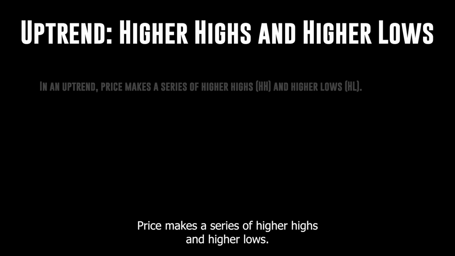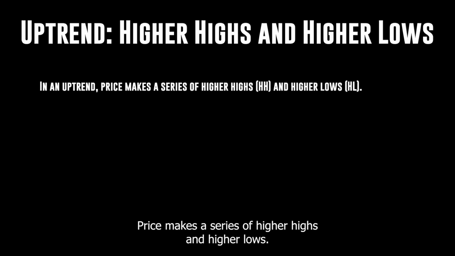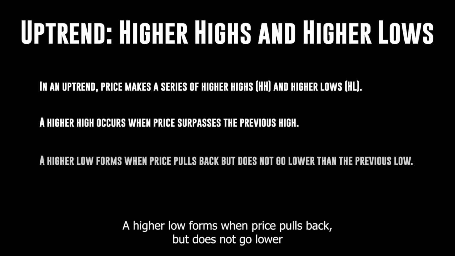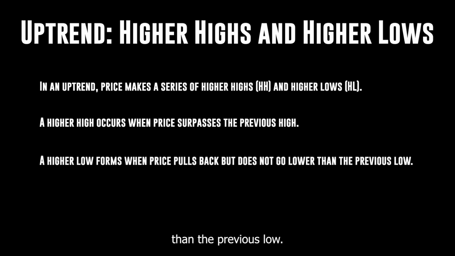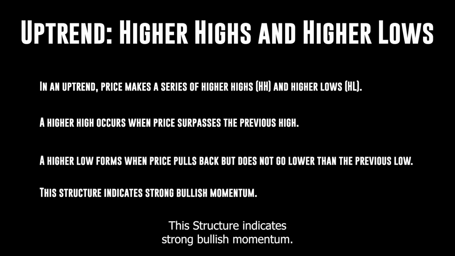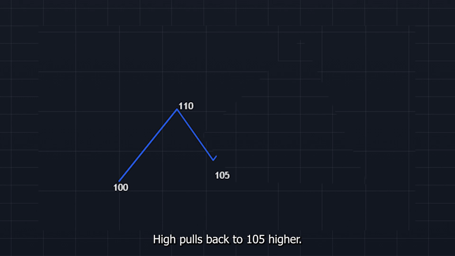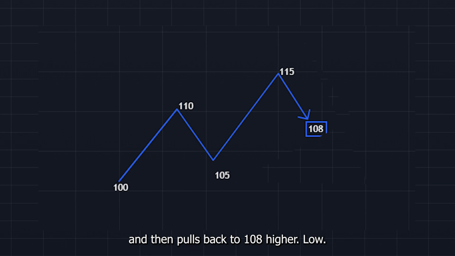In an uptrend, price makes a series of higher highs and higher lows. A higher high occurs when price surpasses the previous high. A higher low forms when price pulls back but does not go lower than the previous low. This structure indicates strong bullish momentum. Example, price moves from 100 to 110, higher high, pulls back to 105, higher low, then pushes to 115, higher high, and then pulls back to 108, higher low.